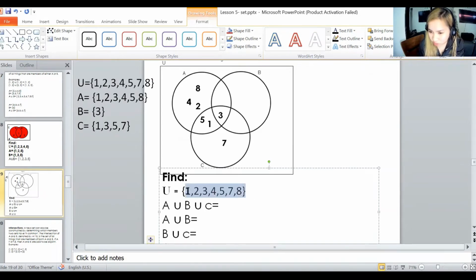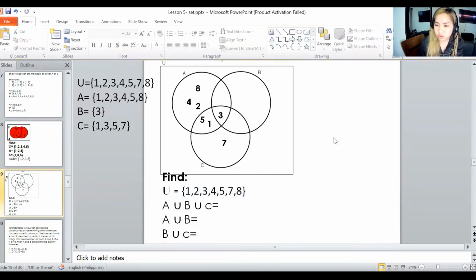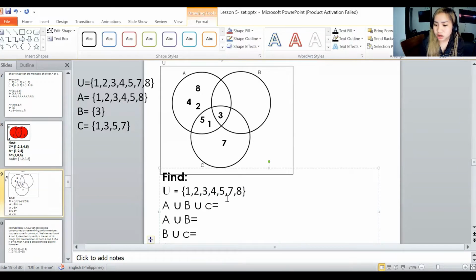Saan po ito nakuha, ma'am? Dito po sa loob ng rectangle. Lahat ng nakita nyong number dyan sa loob ng rectangle is under ng universal. Hanapin naman daw natin yung A union B union C.